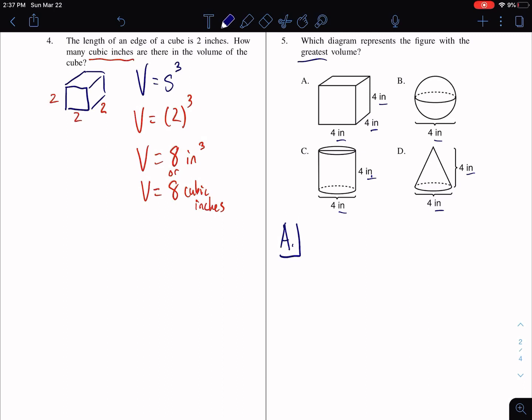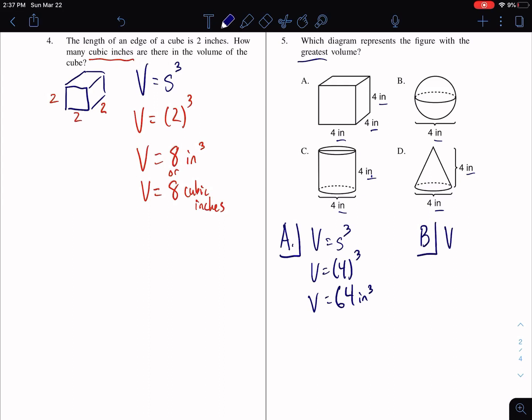So for the first one, all the sides are the same, so we have the volume of a cube. Volume is side cubed. So for us, that's going to be 4 to the third power, okay? 4 to the third power is going to be 4 times 4 times 4, which for us is 64 inches cubed.